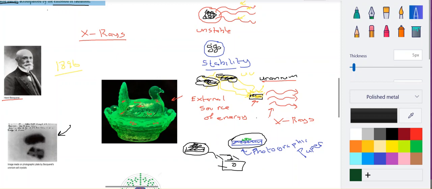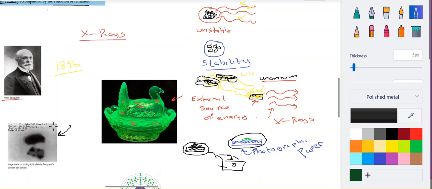After that, he carried out more experiments. Following experiments showed that other uranium compounds, compounds that contain uranium, as well as uranium ore, just pure uranium that's dug up, had the same property of spontaneously giving off this kind of radiation. So he had discovered radiation.